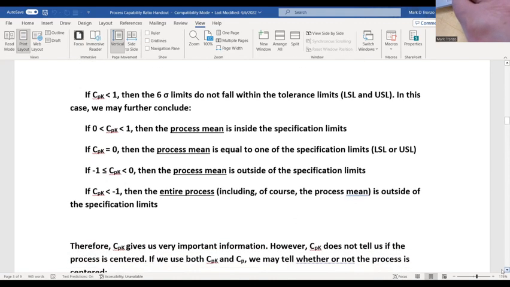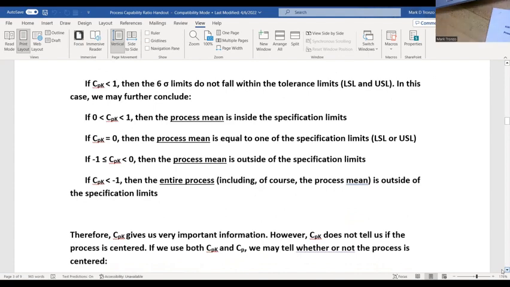The other thing that you can get from this is, if CPK is less than 1 and between 0 and 1, then the process mean is within the specification limits. If it's equal to 0, then the process mean is equal to one of the upper or lower specification limits. If it's between -1 and 0, the process mean is completely outside the specification limits. And if it's less than -1, then the whole process is outside the specification limits.